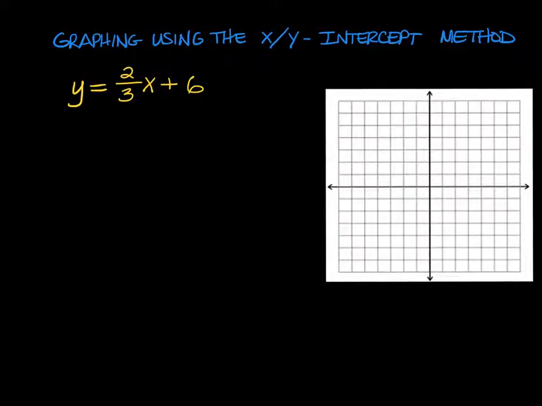All right, now this next method we're going to do is graphing using the XY intercept method, which means you're going to solve to find out where your line crosses your x-axis and where it crosses your y-axis. So the very first thing you have to do is make sure your equation is written in standard form. Standard form is ax plus by equals c, and no fractions.